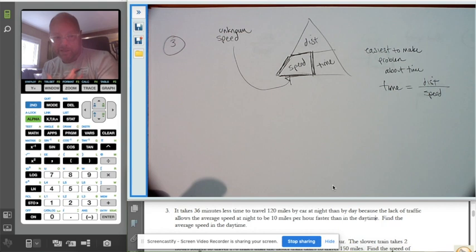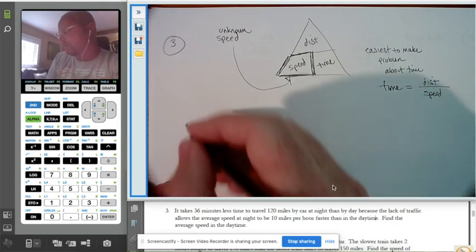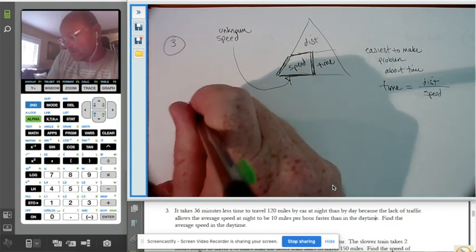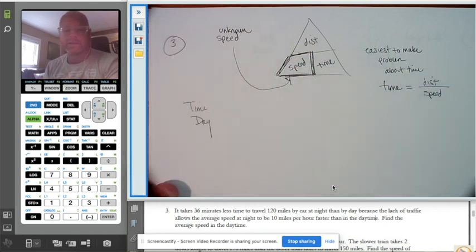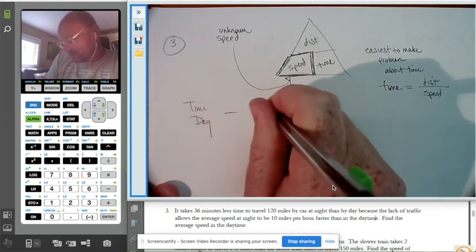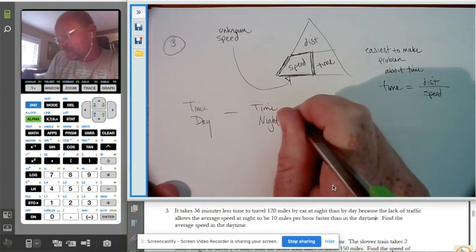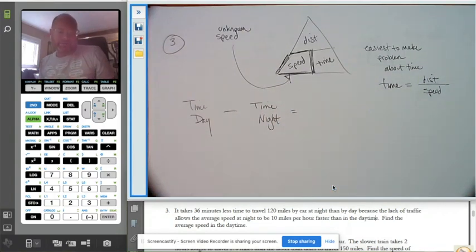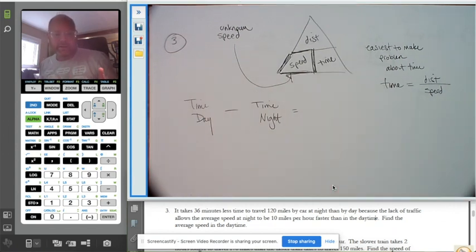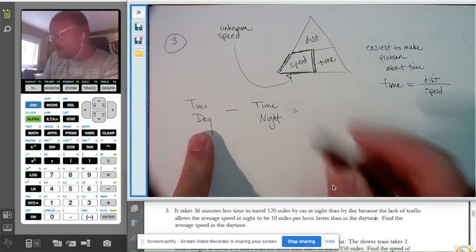I like to think about the difference between the time during the day and the time at night, because they're telling us in the problem, maybe I didn't have to do all this, maybe it was clear this is a problem ultimately about time. It takes 36 minutes less time to travel 120 miles. The difference in these two times needs to be 36 minutes.